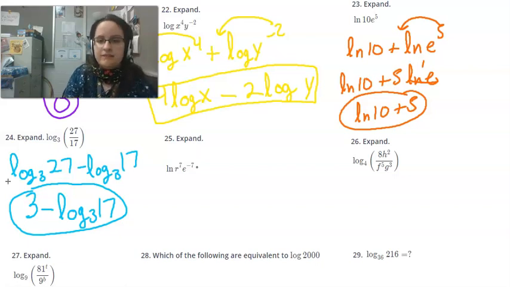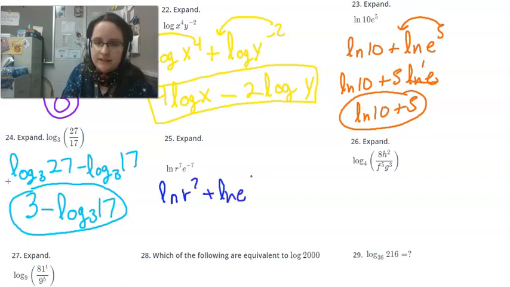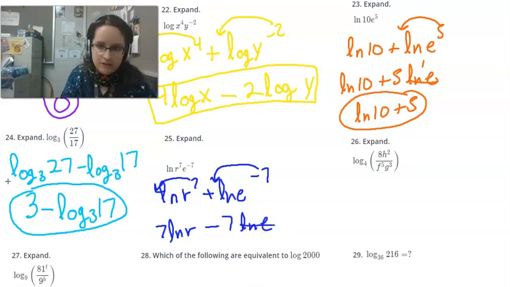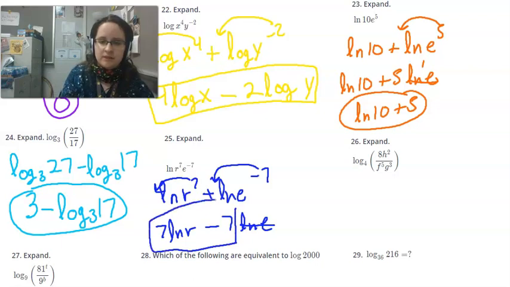Number 25, expand ln of r to the 7th times e to the negative 7th. So we can write that out as ln of r to the 7th plus ln of e to the negative 7th. Use your power rule. So we have 7 ln of r minus 7 ln of e. Well, ln of e is just 1, so we don't have to write that part, since we're just multiplying by 1. This would be your expanded expression.